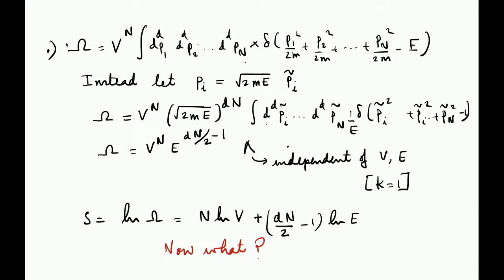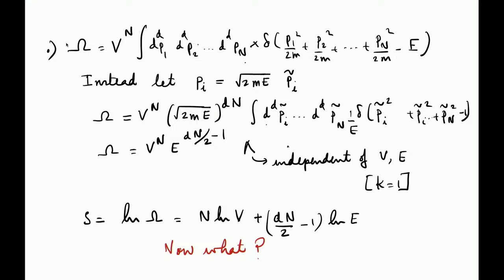So, I get some answer. Omega is V to the power N, E to the power dN by 2 minus 1, into some factor gamma which has neither volume nor energy in it. It has some mass dependence and some other dependence and so on, but it has neither V nor E. So, we need only this much.